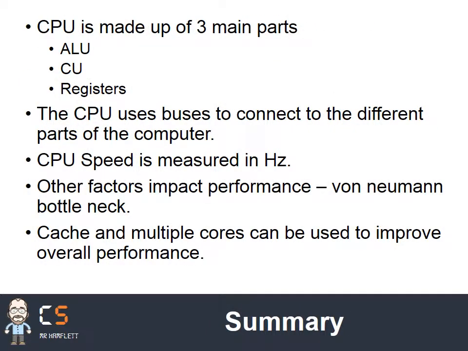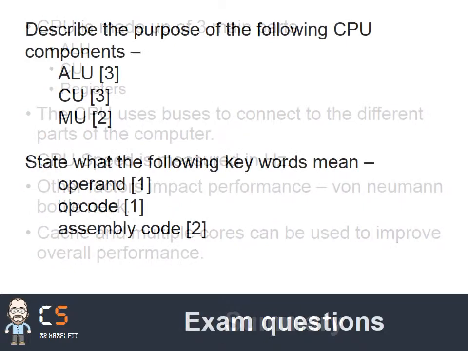So let's summarize the CPU. It's made up of 3 parts: the ALU, CU, and registers, and the MU. Sorry, I missed that off on the slide. The CPU uses buses to connect to different parts of the computer. We measure the CPU speed in hertz, or gigahertz in this case. Factors that impact performance: remember, we've got the von Neumann bottleneck, so we can use cache and multiple cores to improve overall performance.